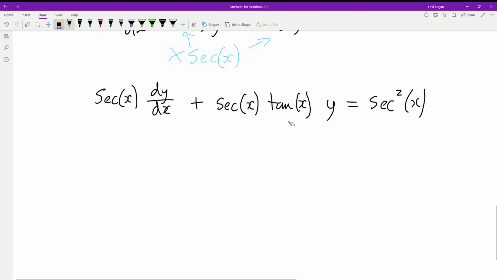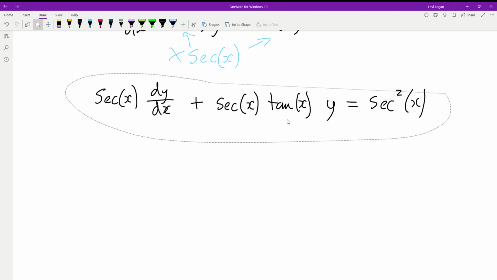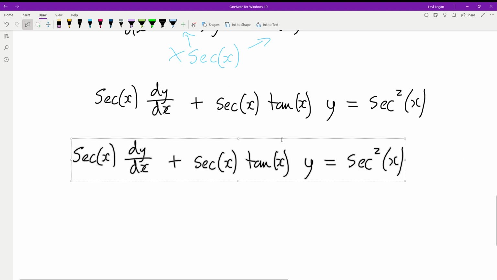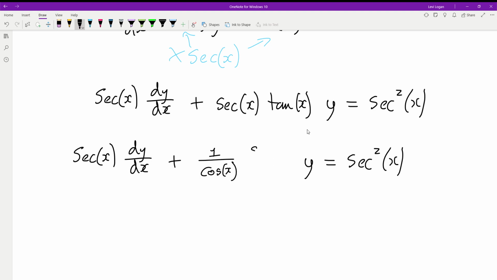So here, I'm just going to copy this differential equation and write it directly underneath, but change these terms. Sec is the same as 1 over cos x, and tan is the same as sine x over cos x. Okay, so if we want, we can think of it like this, and we could write this one as just 1 over cos as well.